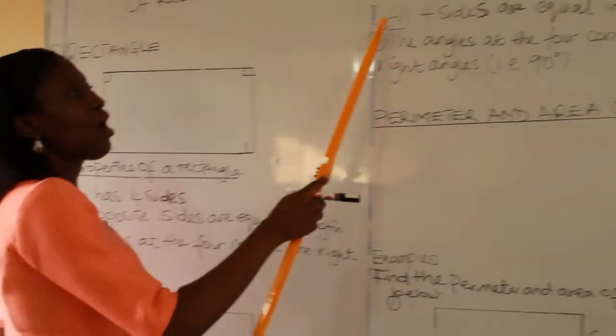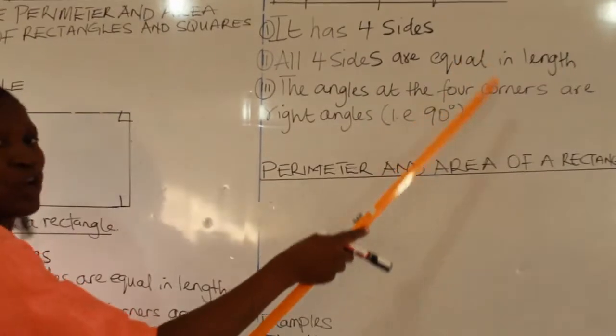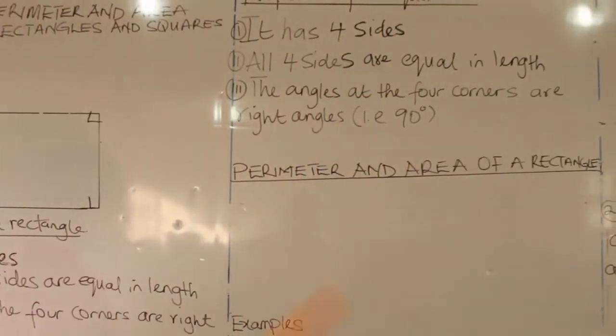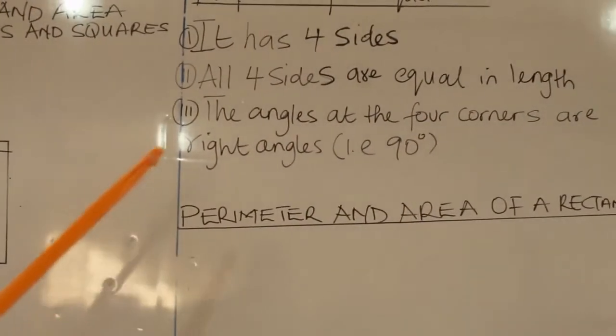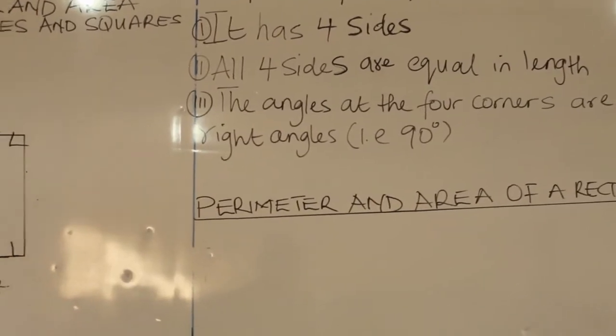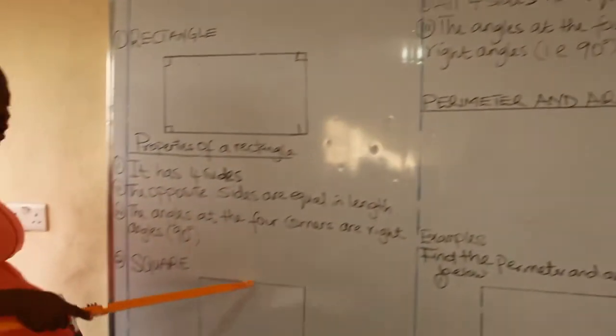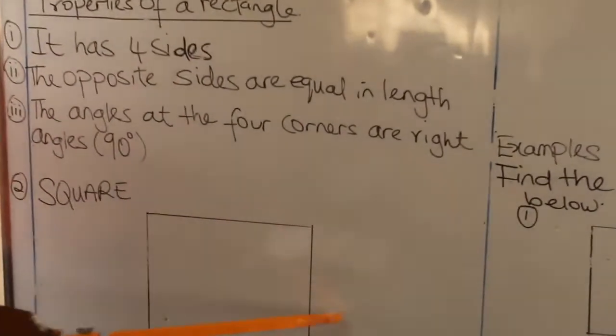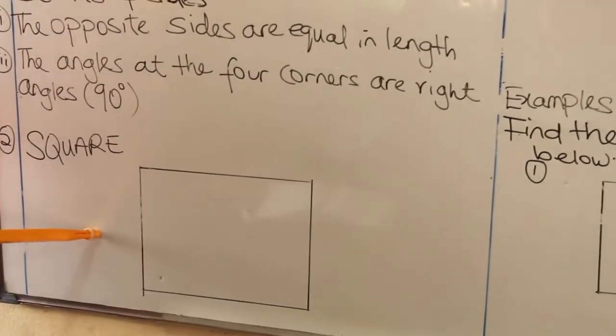Number 2, all 4 sides are equal in length. So I'm sure you can see the square on the board. The 4 sides are equal in length.